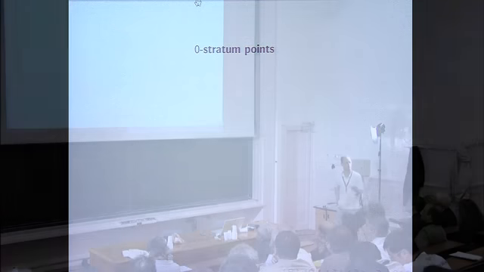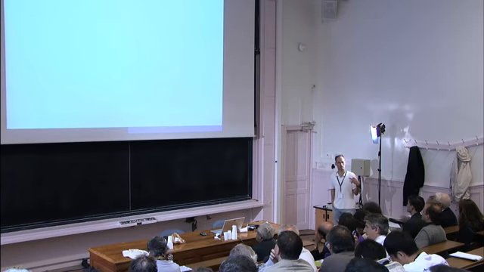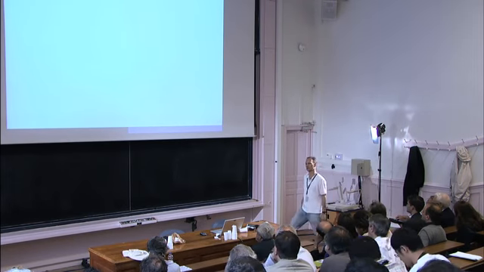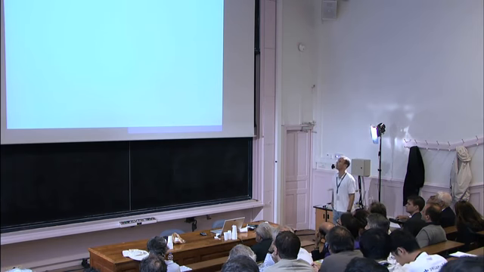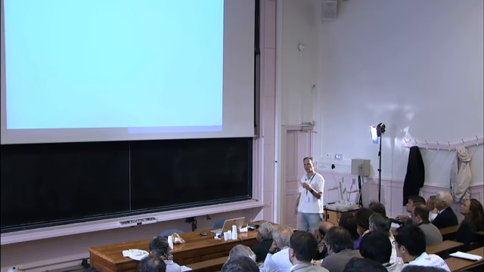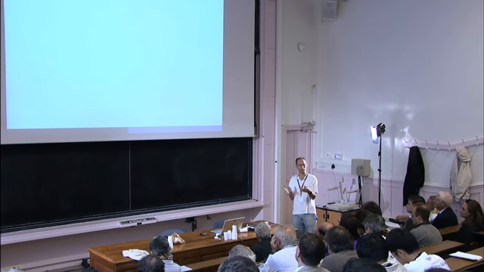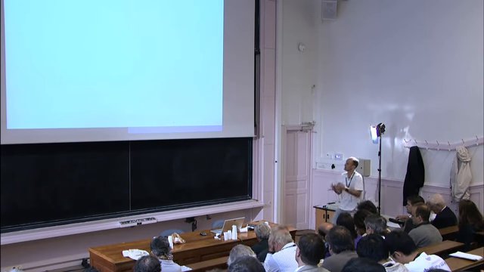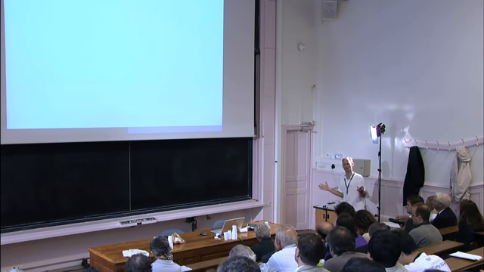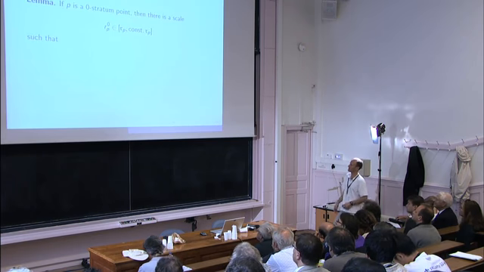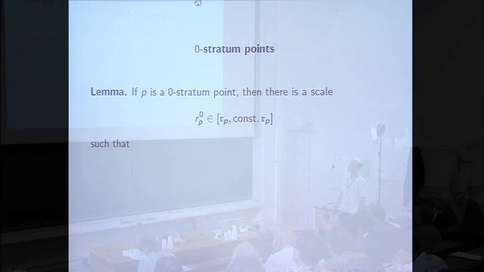Now, finally, we have the 0-stratum points. These have been defined by the process of exclusion. They're the points which aren't 2-stratum points or 1-stratum points or edge points. So it's kind of the junk pile that's left over. But actually, we do have some structure here because we know that for any point in the manifold, the geometry looks like the geometry of a non-negatively curved manifold.